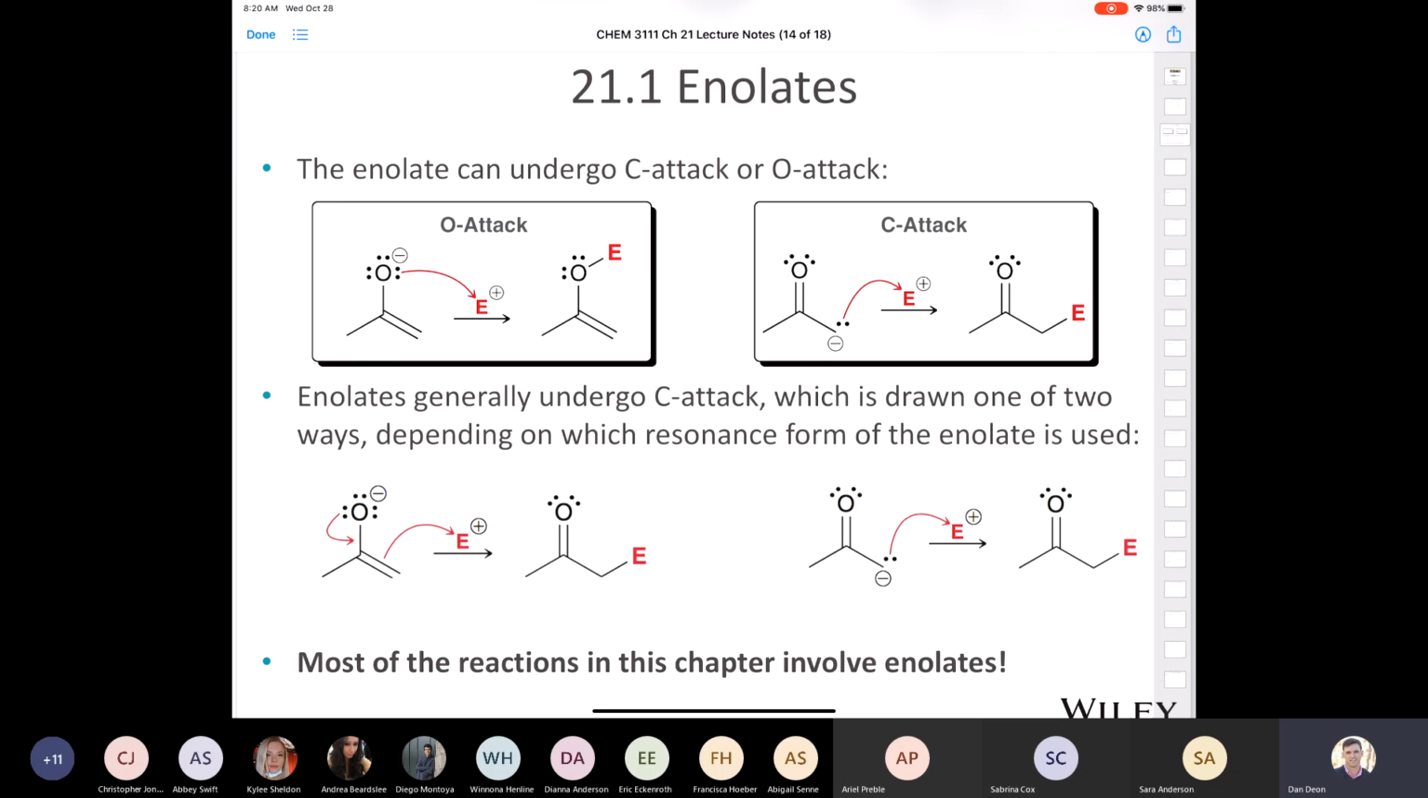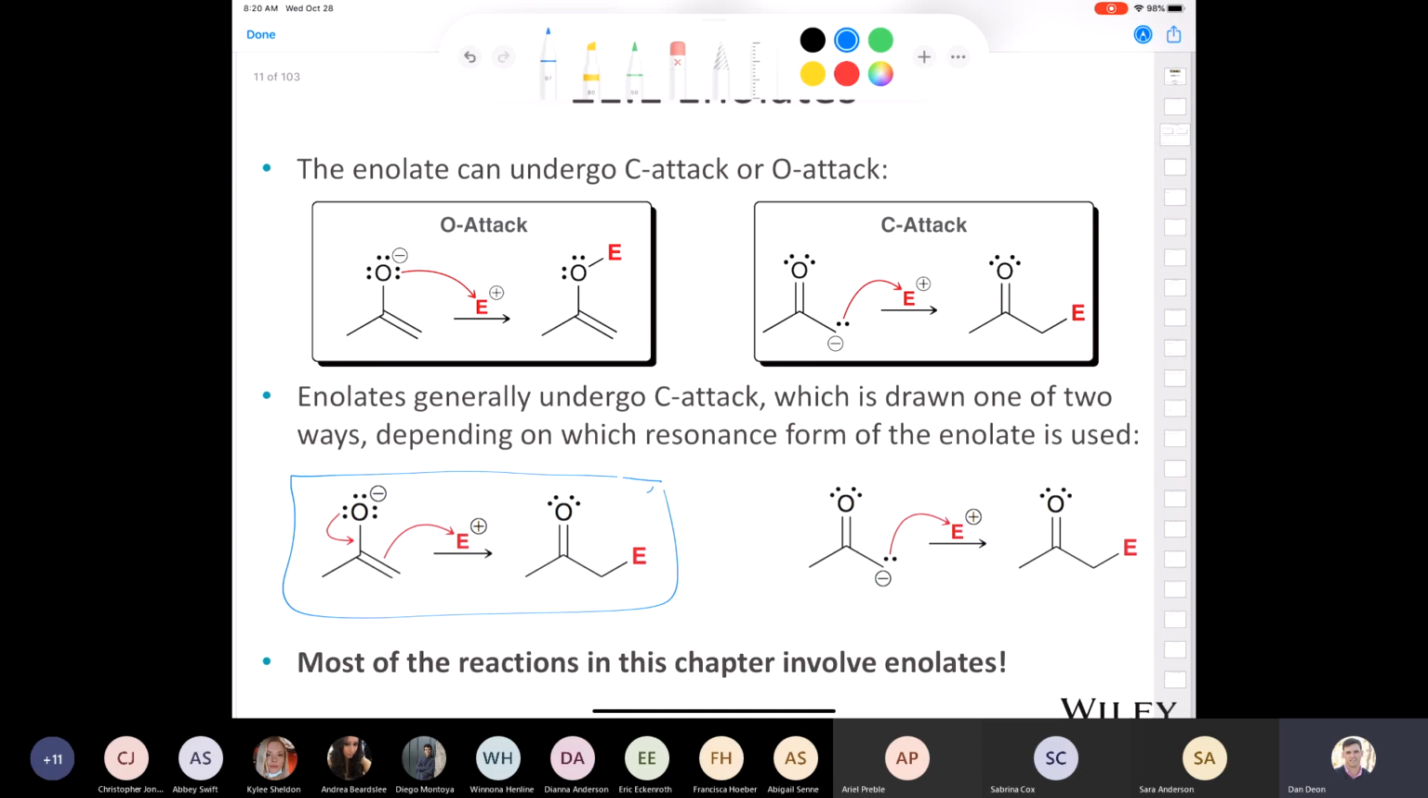Now, enolates generally are going to undergo carbon attack, which is drawn one of two ways. You can draw it in two steps, and that's how I drew it on the previous slide, or you can just draw the negative charge on the carbon and draw it like that.